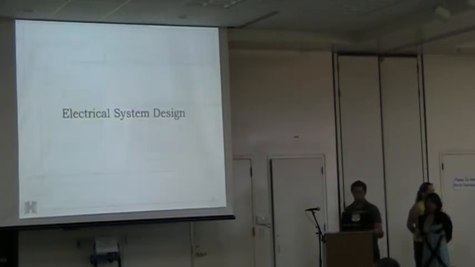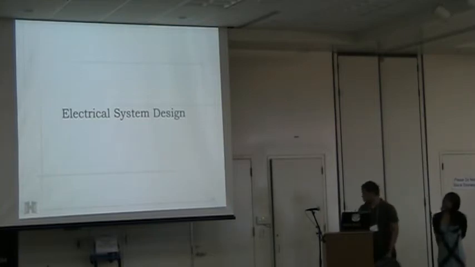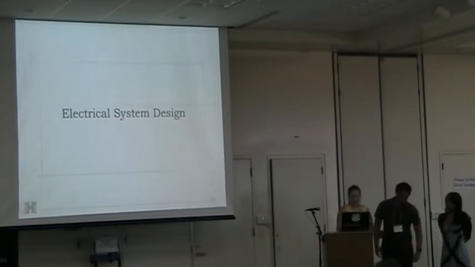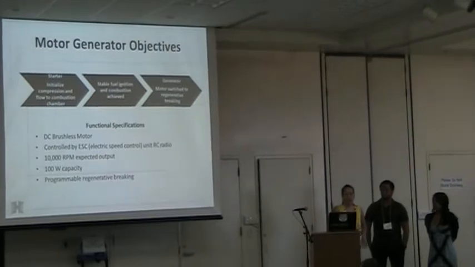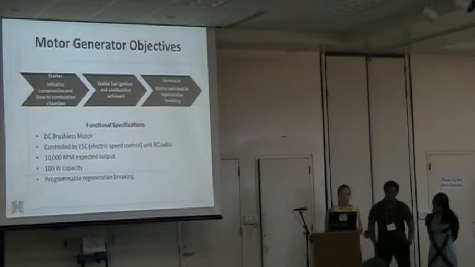And now we're going to talk about the electrical system. To start rotation on the master shaft, we need a motor which acts like the starter of your car. Once we've achieved stable fuel ignition and combustion, we can switch the motor generator into generation mode and store power due to regenerative braking. To do this, we would need a DC brushless motor controlled by an electronic speed controller. We're expecting an output of 10,000 RPM and 100 watt capacity, which is about enough to light a light bulb.